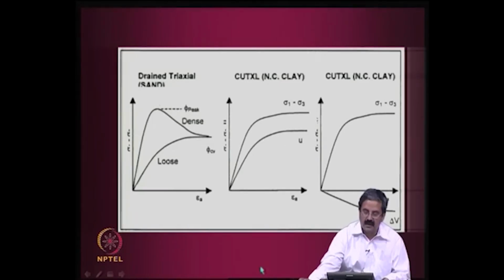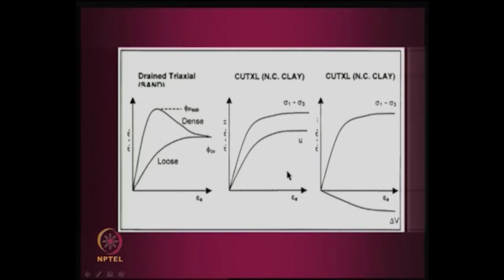So, now this is in the case of drained. In the case of undrained test, you will have a pore pressure mobilized, this is the sigma 1 minus sigma 3 deviator stress. In the case of drained test, you will measure volume change also. These are all various types of stress strain curves that we see.